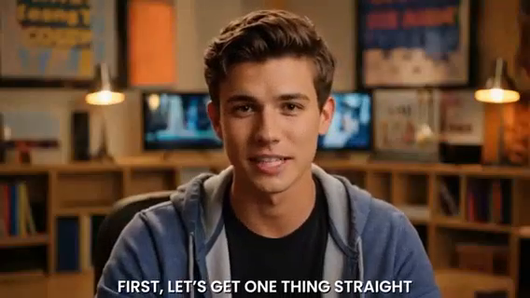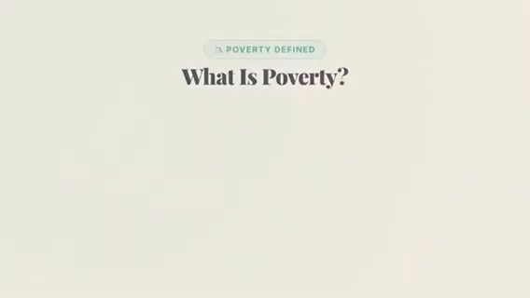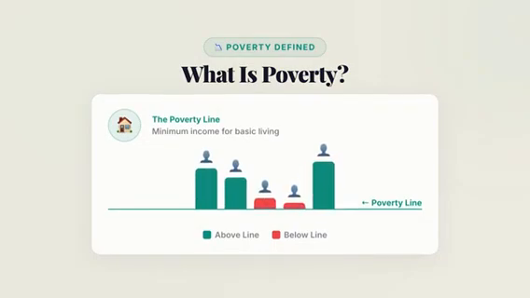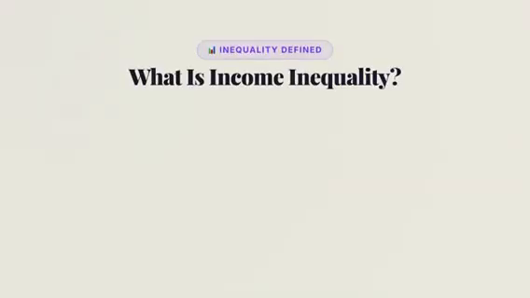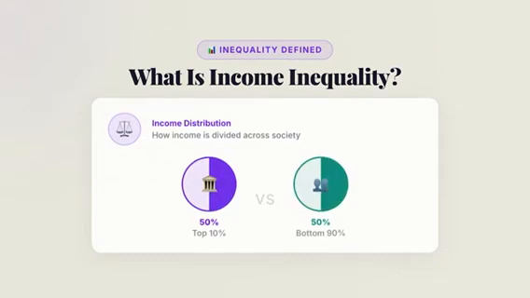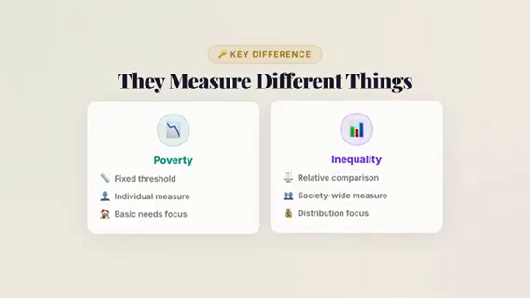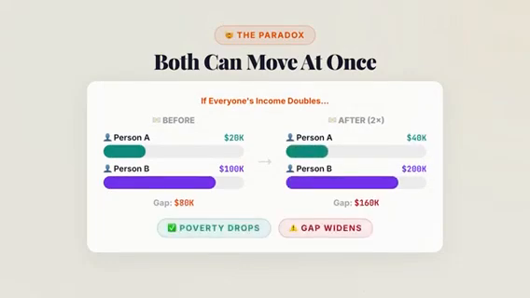First, let's get one thing straight. Poverty and income inequality are not the same thing. Poverty measures how many people fall below a set income level, the poverty line, that defines what it takes to afford a basic standard of living. Income inequality is about how income is divided across society. It compares the share going to those at the top with the share going to everyone else. You can have falling poverty and rising inequality at the same time. If everyone's income doubles, poverty drops, but the gap between rich and poor actually widens.